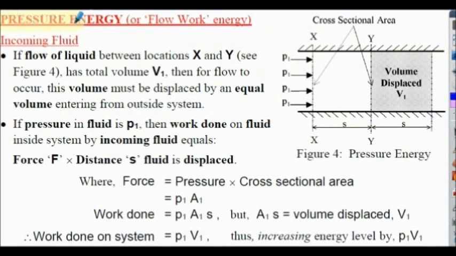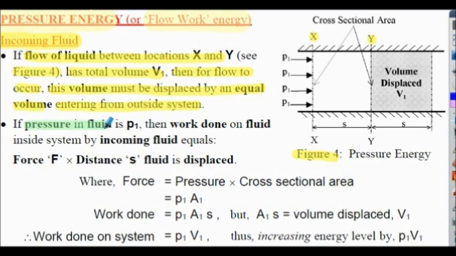Let's now consider pressure energy, also termed flow work energy. Consider an incoming fluid. If flow of liquid between locations x and y, see figure 4 on the right hand side here, here's x and here's y, has a total volume V1, then for flow to occur, this volume must be replaced by an equal volume entering from outside of the system.